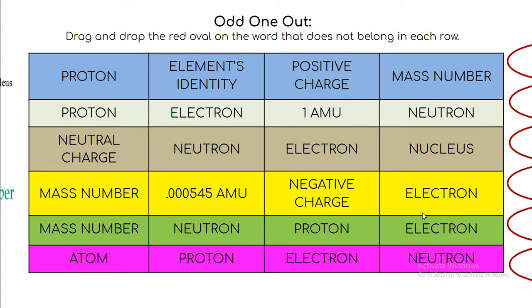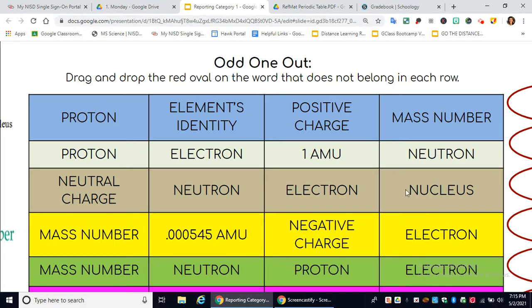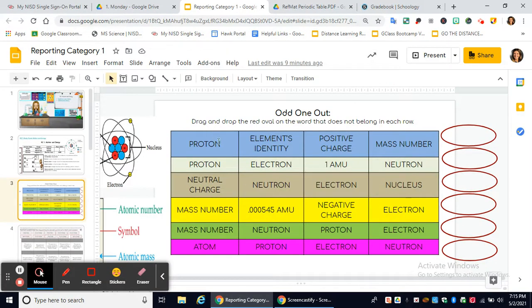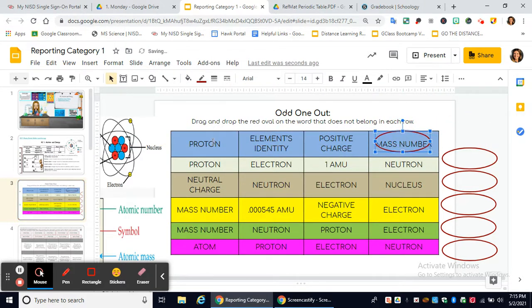So let's look at the odd one out. We're going to drag and drop the red oval over the word that does not belong in each row. So a proton, element's identity, positive charge, mass number. So here, what doesn't belong is the mass number because protons identify an element and protons also have a positive charge. Remember, your protons are located in the nucleus.